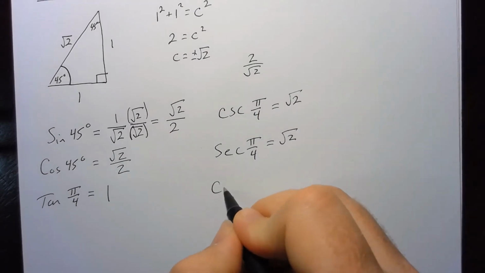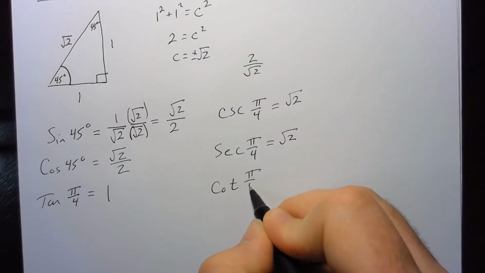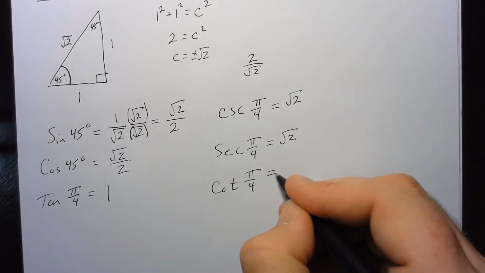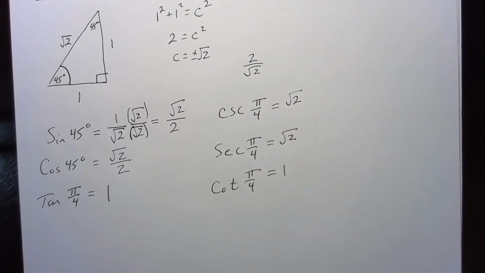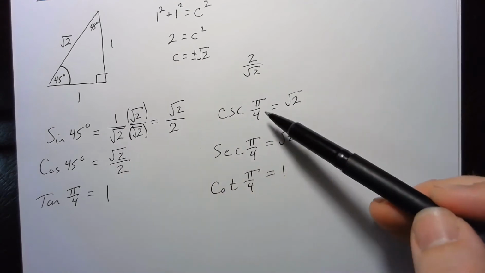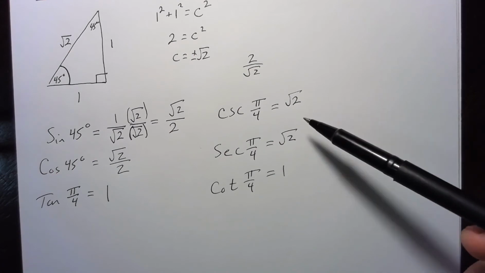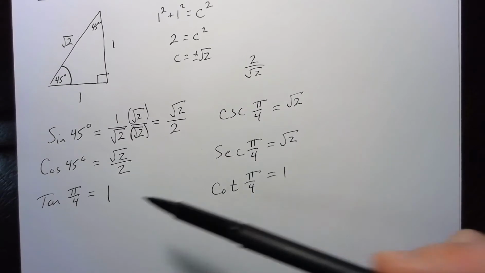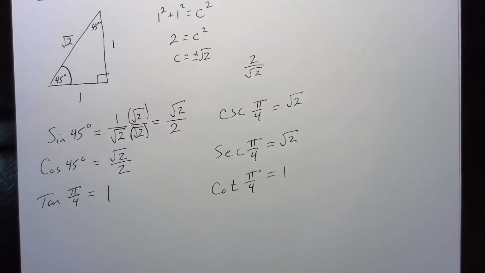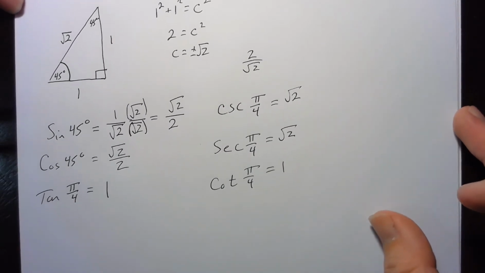And then when I find the cotangent of pi over 4, I actually end up getting 1 over 1 flipped, which is just 1. So now I know that anytime I'm plugging in 45 degrees or pi over 4, they're the same thing, into any one of these 6 trig functions, I can find a very specific value every single time. So this is your special triangle for 45 degrees.